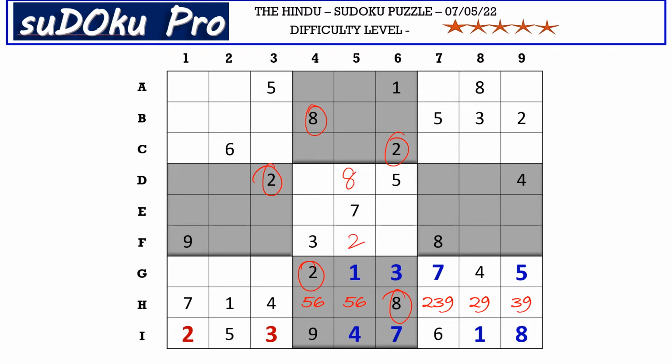There is a 9 here in row F, and a 9 here in column 4, which blocks these 3 cells. So E6 takes 9. Now in column 6 there are only 2 empty cells, and the missing numbers are 4 and 6. Let's mark it with 4, 6 pair.